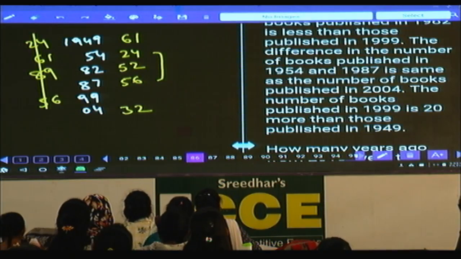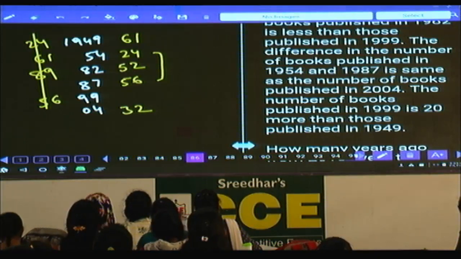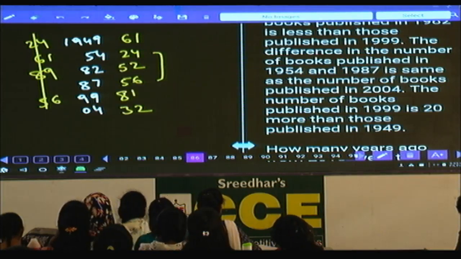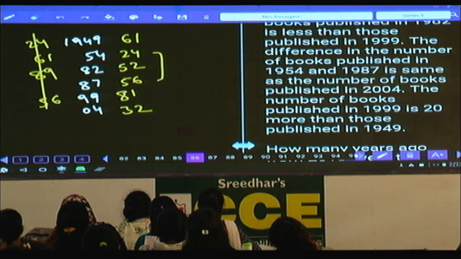Then the number of books published in 1999 is 20 more than 49. And 61 plus 20, that is 81. Hence 81 books were published in the year 1999. Yes, there are 5 questions given under this one.